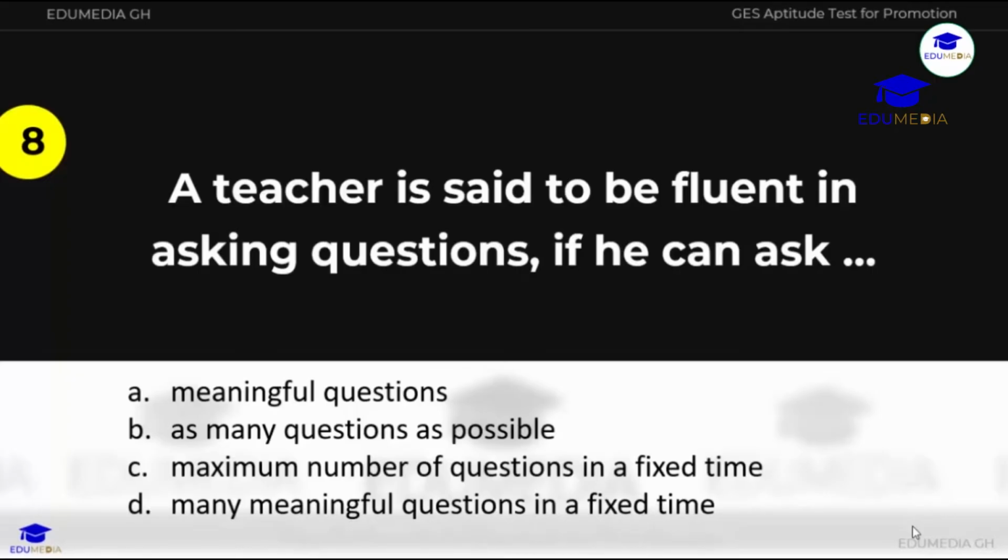As many questions as possible, C. Maximum number of questions in a fixed time, and D. Many meaningful questions in a fixed time. The correct answer here is A.